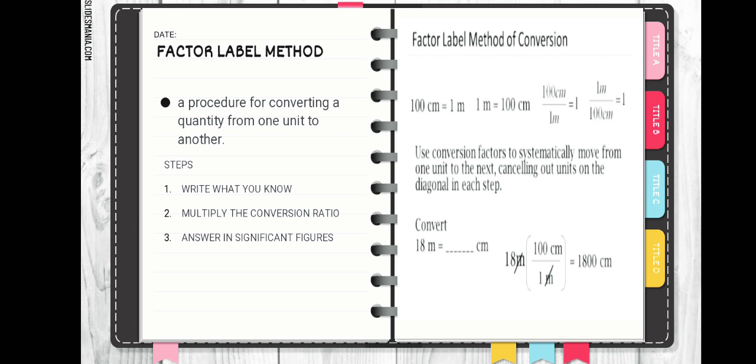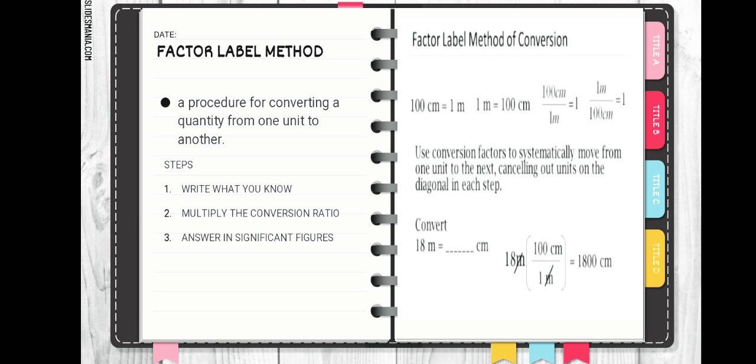So this one, it does not change. So that's why the factor label method is still used. If you use it, it is still the same quantity, like 100 cm is equivalent to 1 m. So when you divide it, it is still 1. So for example, we convert 18 meters to cm.